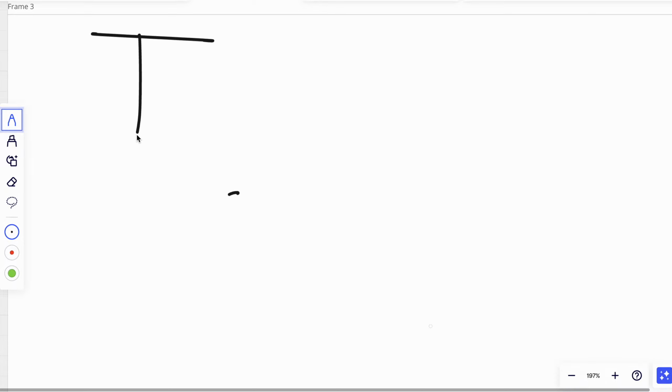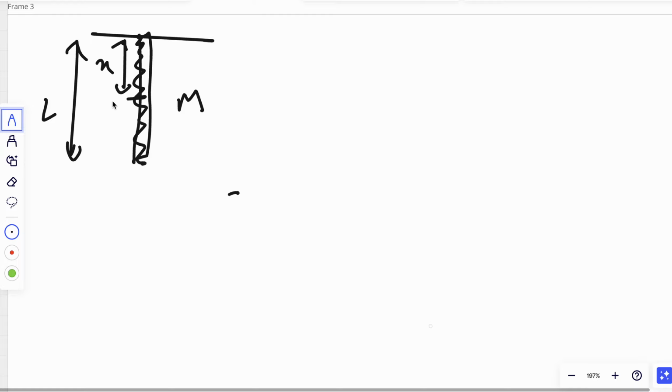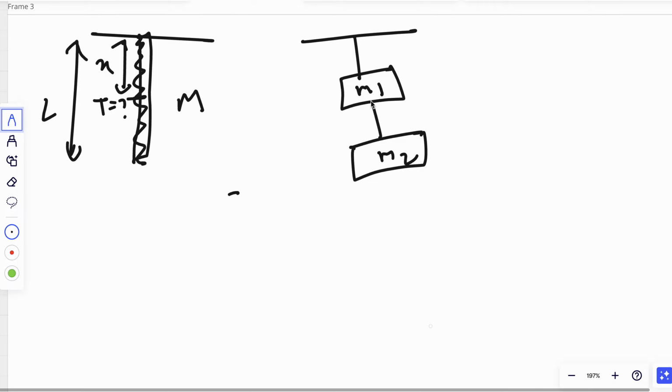For now, let's redraw the diagram. There is a rope of mass m, length l, and a distance x. I need to find the tension here. I cannot solve it by taking the whole mass m, with the tension in the middle. So how will I find it? I just break the mass m into two blocks, m1 and m2. I take this tension as T1 and this as T2. I need to find T2, the tension at x.